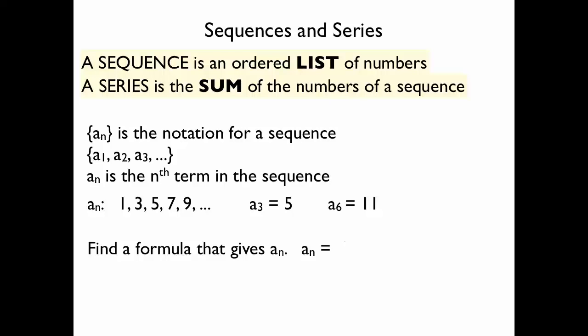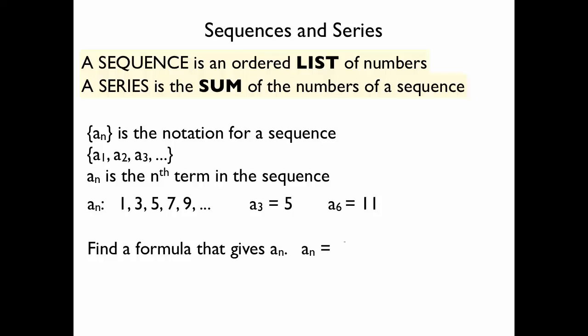Okay, so hopefully you didn't see that. The question is, can we find a formula in terms of n, a formula that uses n that will give us the nth term? So if you plugged 6 into a formula, it would spit out the number 11. And if you plugged 3 into that formula, wherever there was an n, it would spit out the number 5.